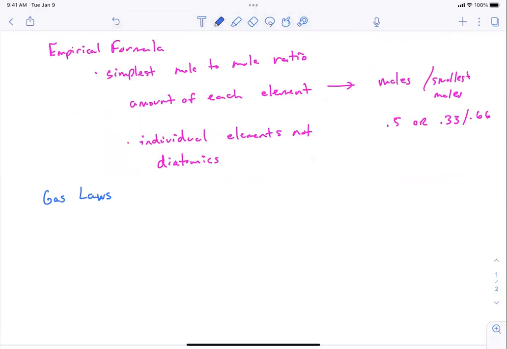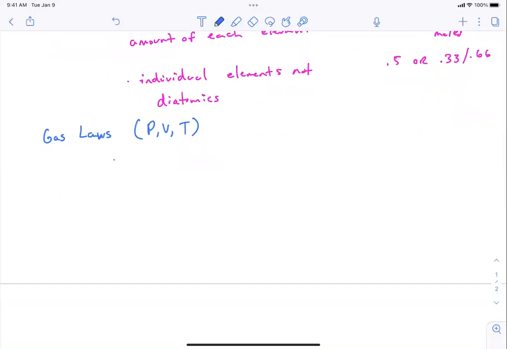Gas laws, okay? Gas laws are the relationships between P, V, and T. And there are 2 different types of relationships that you have to worry about. One is the combined gas law, which is like this. That shows a relationship when pressure, volume, or temperature changes. Now, the units are really important here.